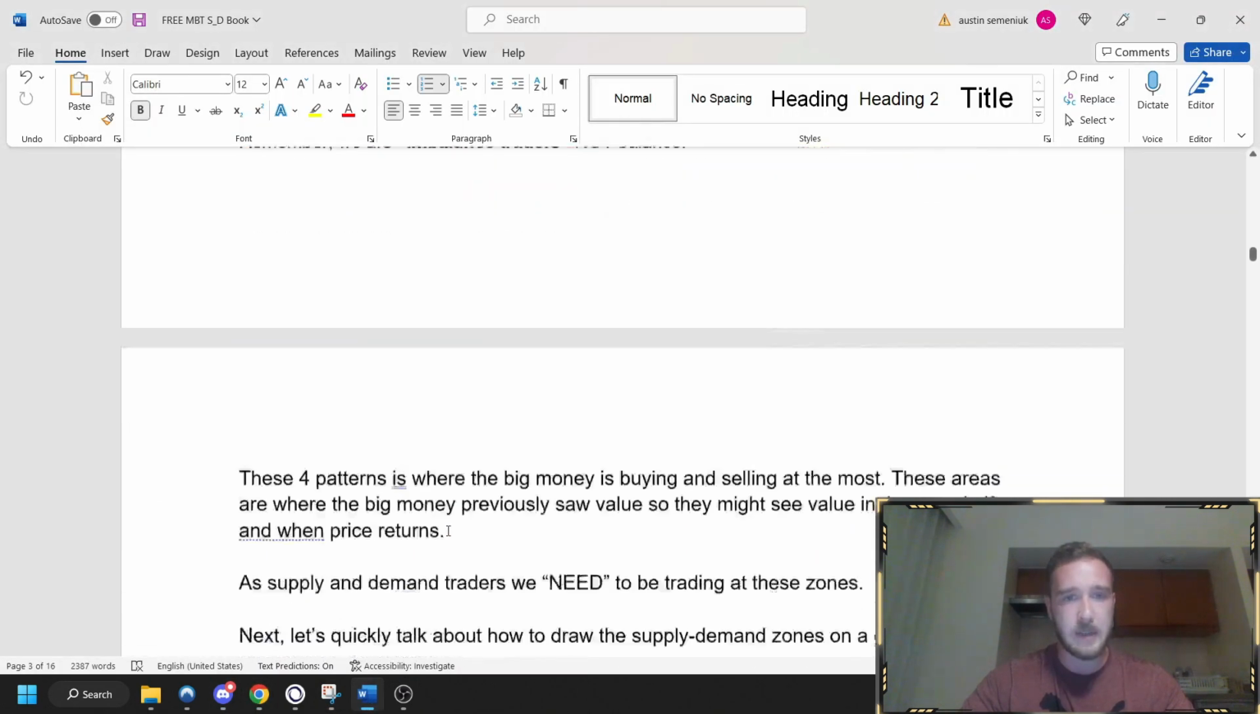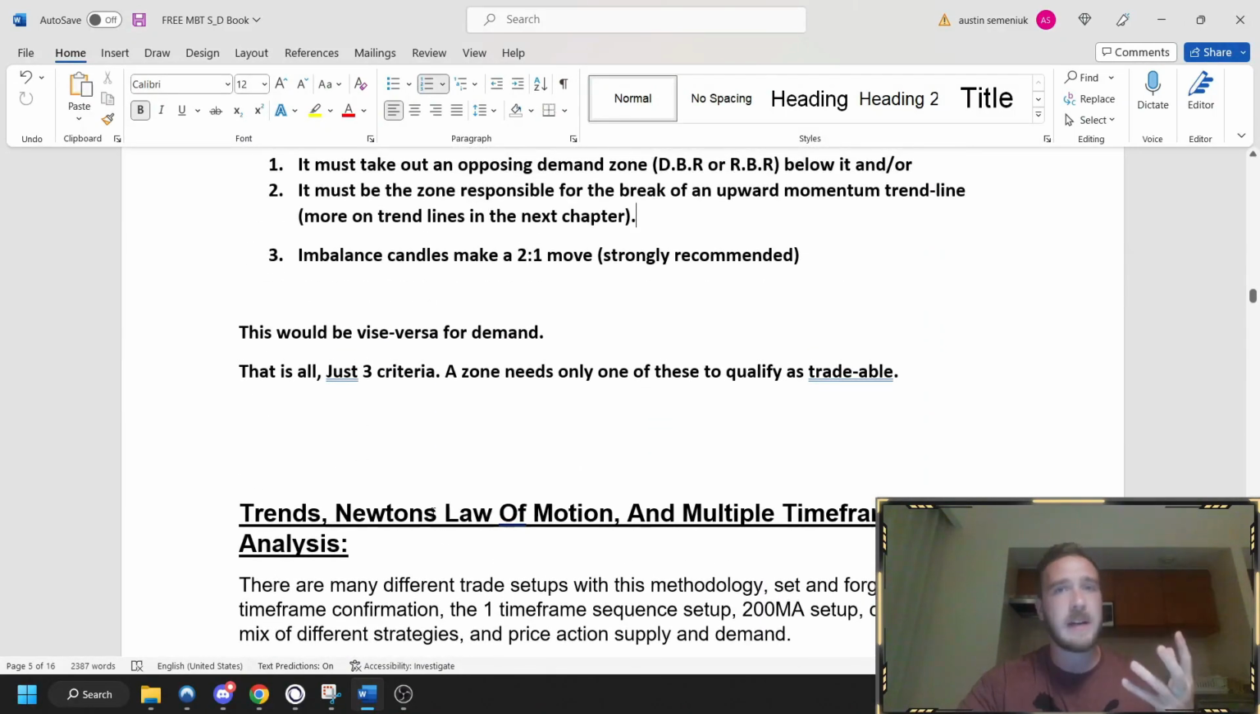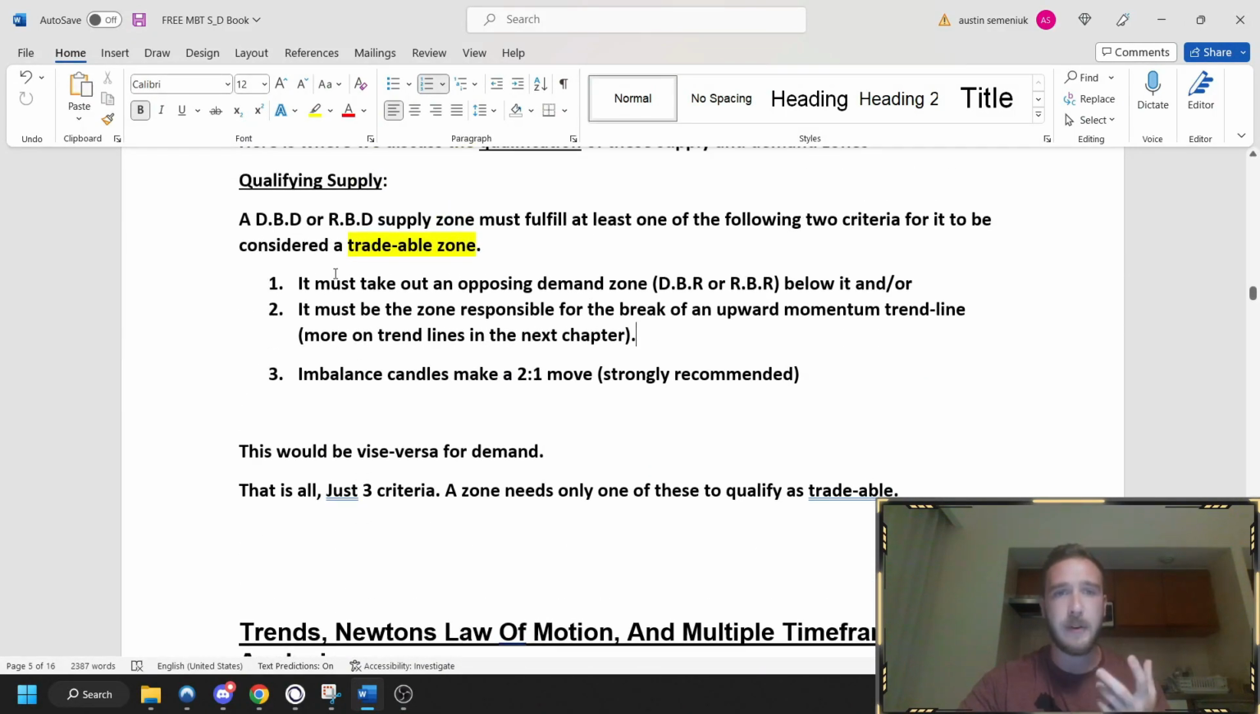Let's go back to our ebook. Proximal lines, what makes a tradable zone, and this is the vice versa for demand. We talked about taking out an opposing zone, breaking trend lines, imbalances. It's the exact same for demand zones. We need price to take out an opposing supply zone. It doesn't have to do all three, but it has to do either 1, take out an opposing zone, 2, break trend line, or 3, have a very strong imbalance.